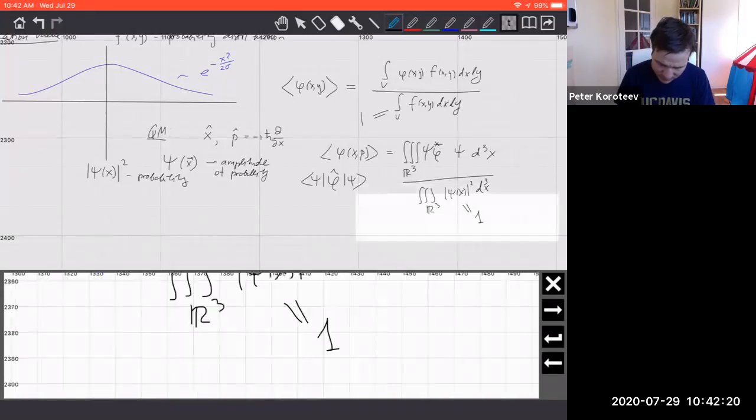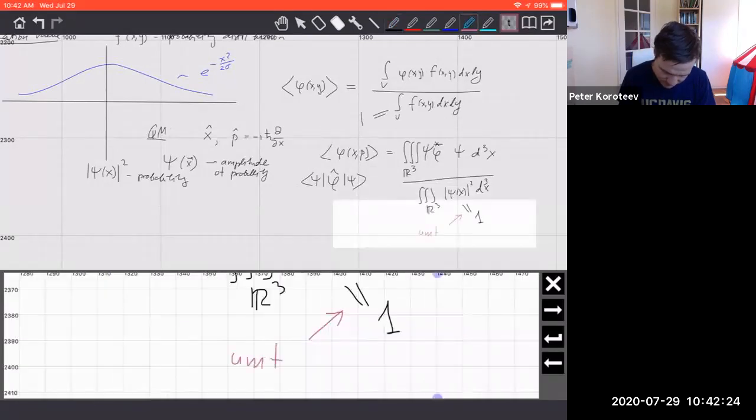And so this fact in quantum mechanics is related to the unitarity of quantum mechanics. That's the whole, yeah. Okay. Questions?